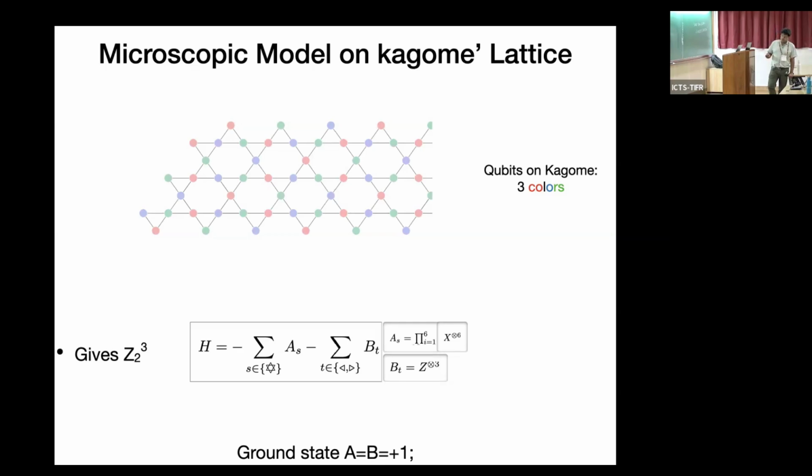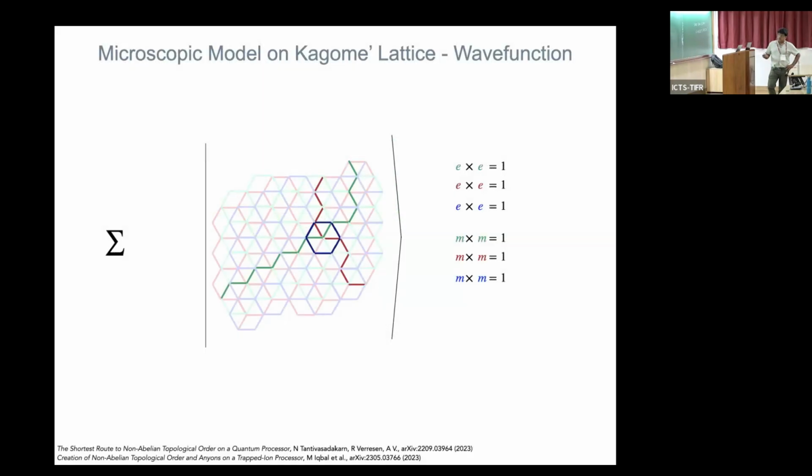You have stabilizers, products of sigma Z, these 3 Z's over here, of say the red color. And then you have a product of sigma X on some 6-body operator. If you place all of these stabilizers in the +1 state, you just get 3 copies of the Z2 toric code. This is just a loop model, if you like, again. This is what the stabilizers look like, and this is basically a loop soup with 3 different colors. And you have 3 E particles, 3 M particles, and they have all these simple fusion rules.